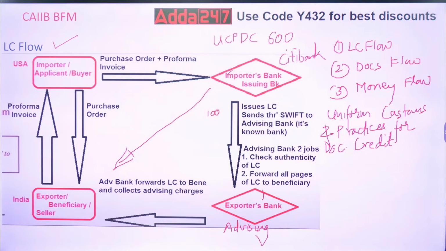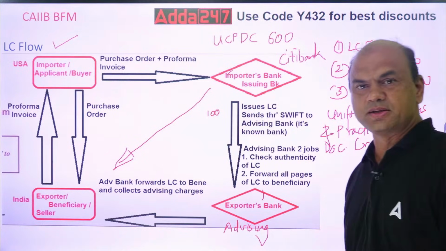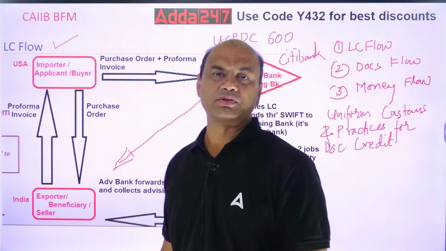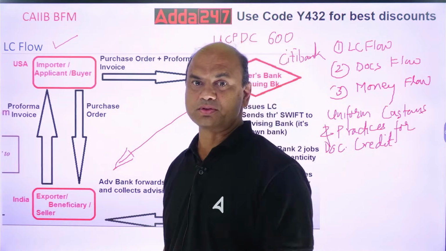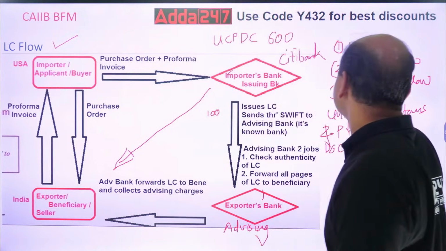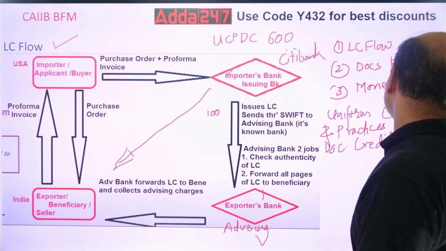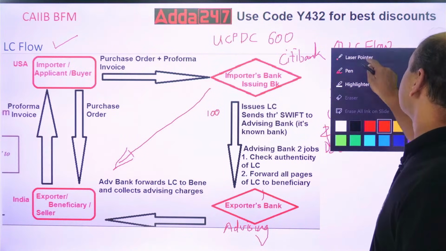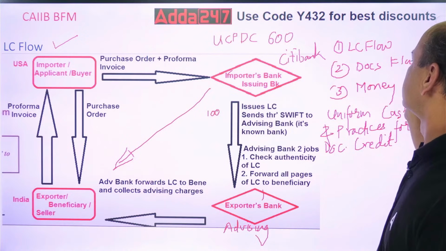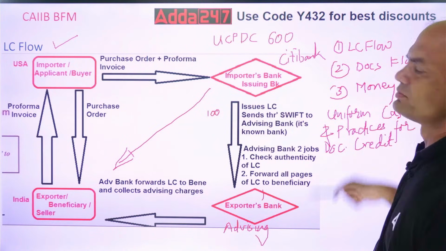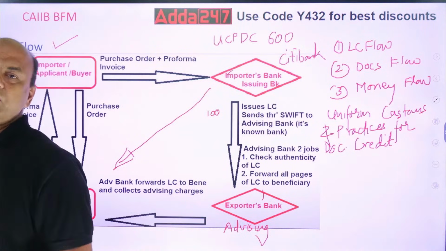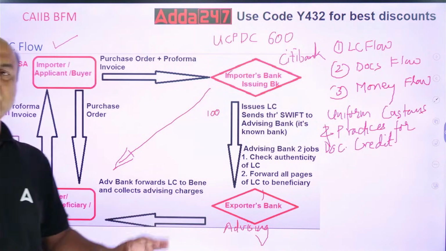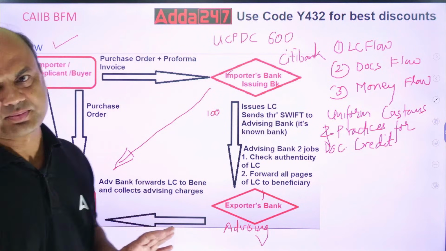First, have a look at it. Kindly note, whenever you deal with LC, letter of credit, you are actually dealing with three flows. Which are the three flows? One is LC flow. Second is documents flow. And third is money flow. Remember, these are the only three flows.